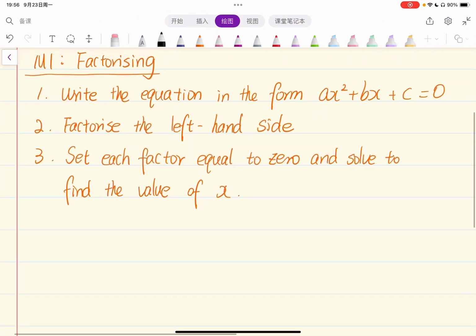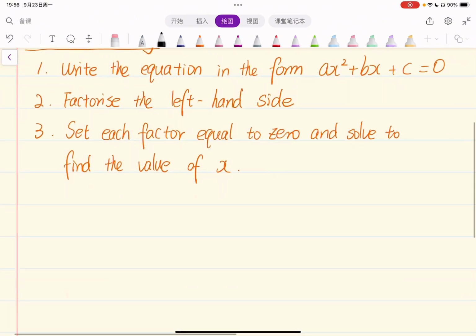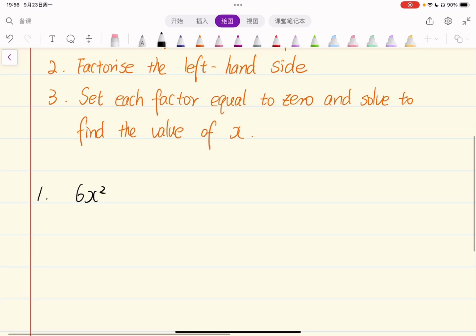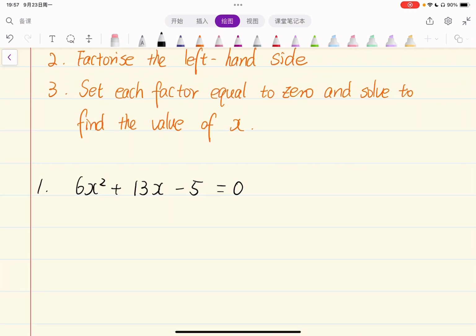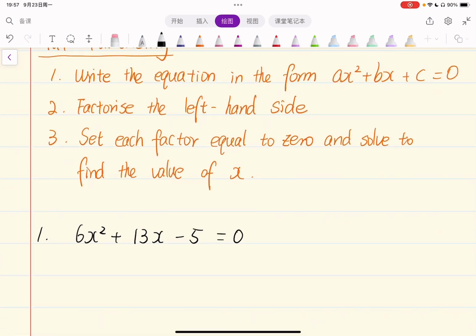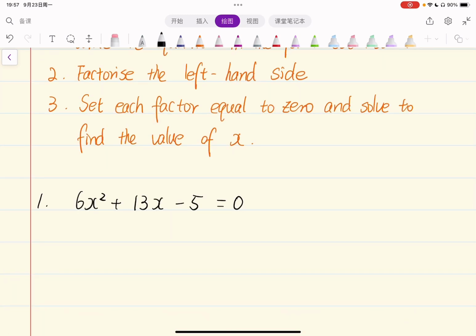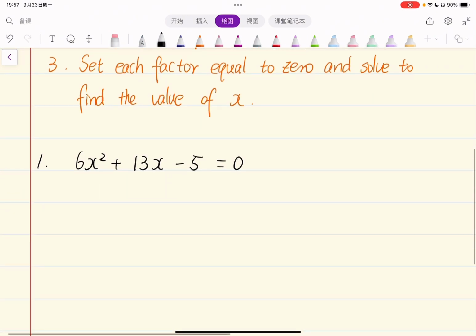Let me show you some examples. The first question we have is 6x squared plus 13x minus 5 equal to 0. We can see the right-hand side is 0, so we don't need to move anything from the right-hand side to the left-hand side. So we just do the second step, that is factorize the left-hand side. We factorize and get 3x minus 1 times 2x plus 5 equal to 0.